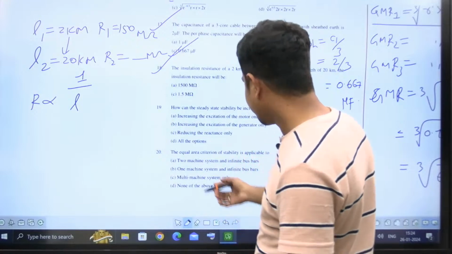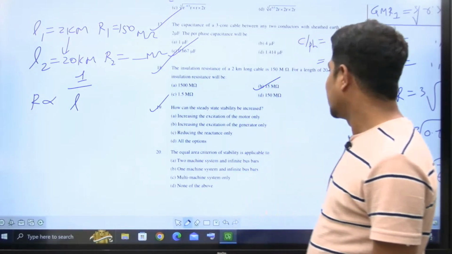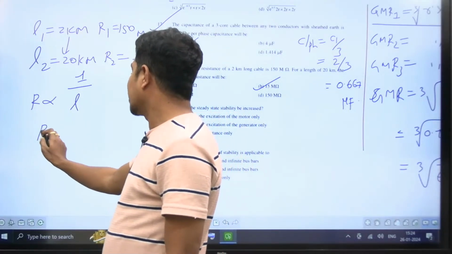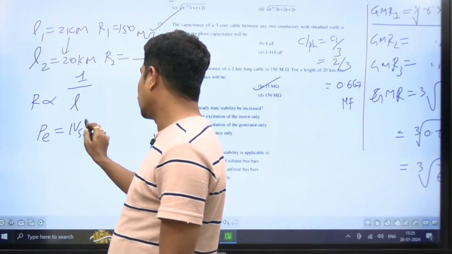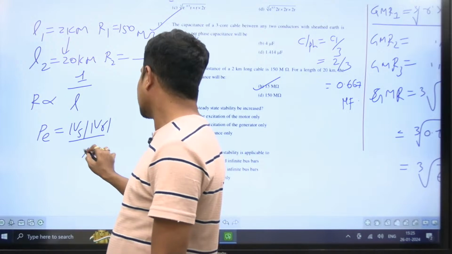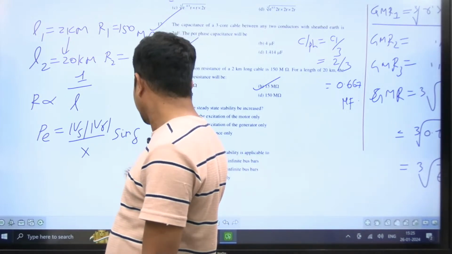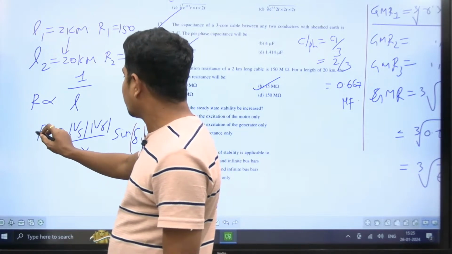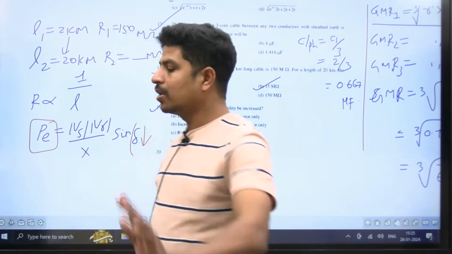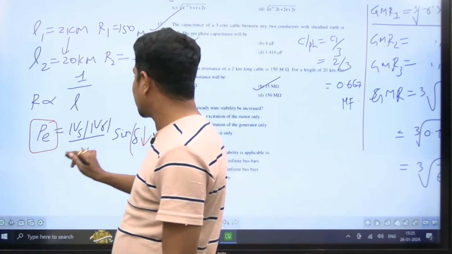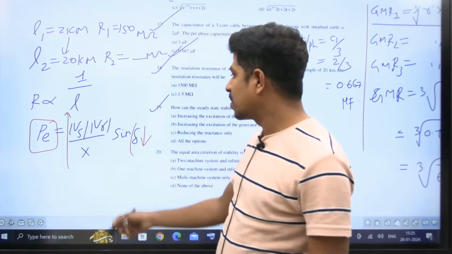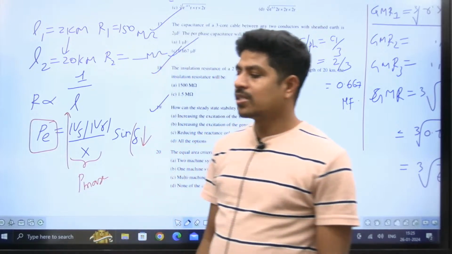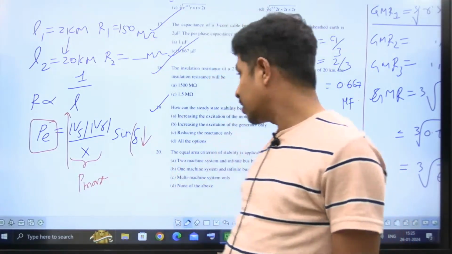Next. How can the steady state stability be increased? First of all, what is our equation? The electric power output equation is P equal to mod Vs mod Vr by X into sin delta. See, if we can decrease delta, and I want to maintain the same P, then definitely I have to increase P max. This particular product is P max. Then obviously I can say that stability is increased.